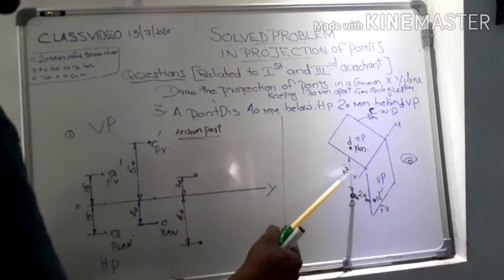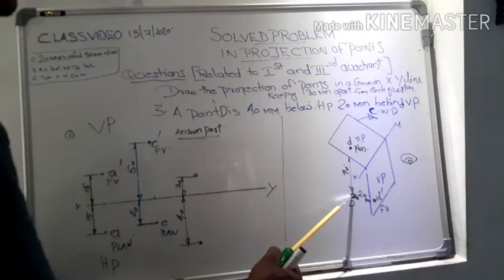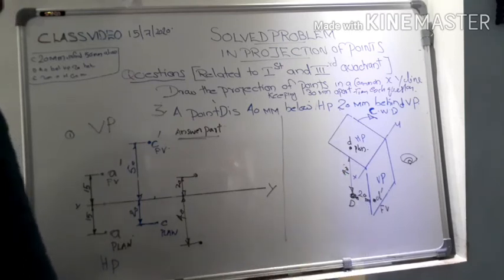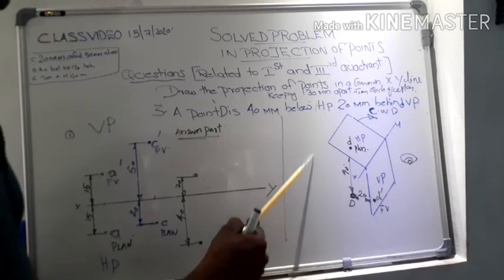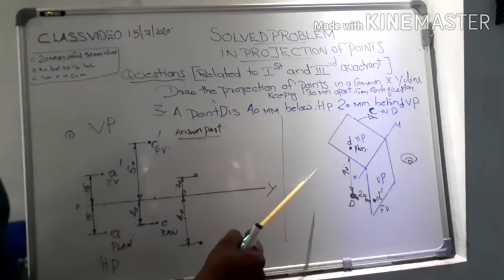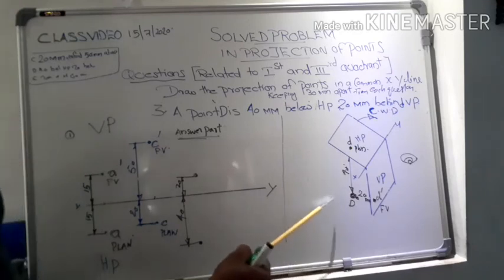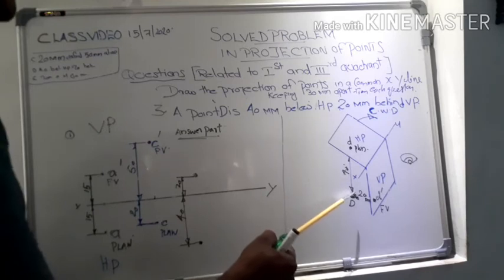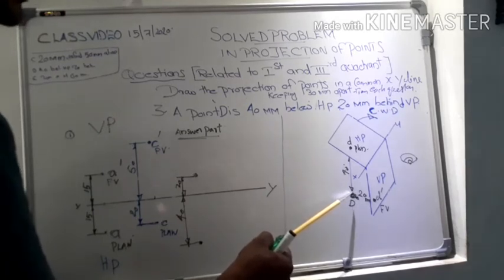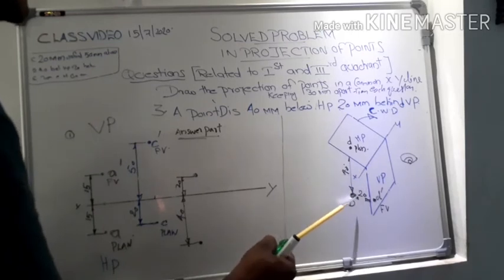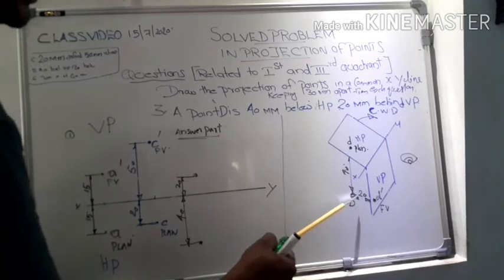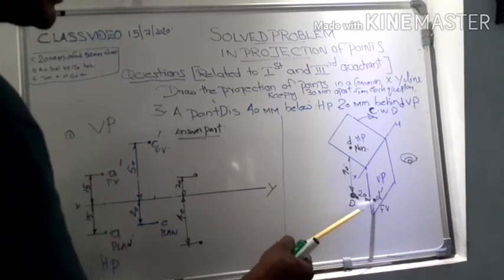Here, what is the position of our point? Our point is fixed in the third quadrant, that is 40 mm below HP and 20 mm behind VP. Now, this is our imagination of the question part. Now we have to draw its answer part. For drawing its answer part, first we have to imagine. That means by the help of this pictorial view, we have to imagine its front view and plan. First we have to draw its front view.